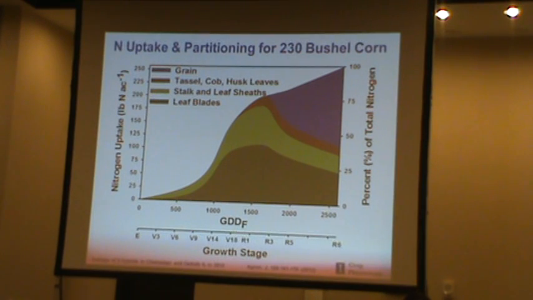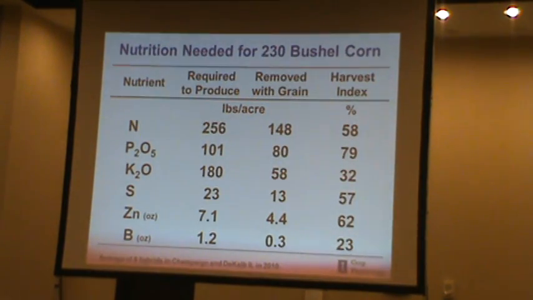This is nitrogen. It's even worse for phosphate. If I look at a 230 bushel corn crop, I got to take up 100 pounds of P2O5 of phosphate. Okay, that's roughly 250 pounds of MAP, 80% of which is removed with the grain. All right, I bought 250 pounds of MAP. Sure, it cost me a fortune.